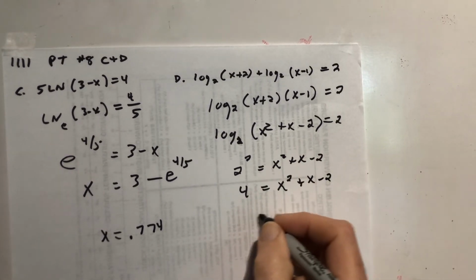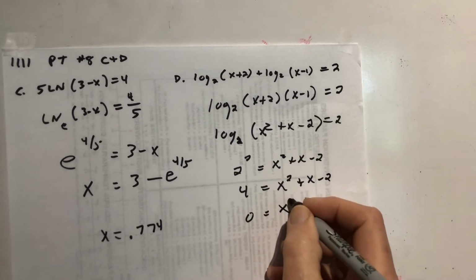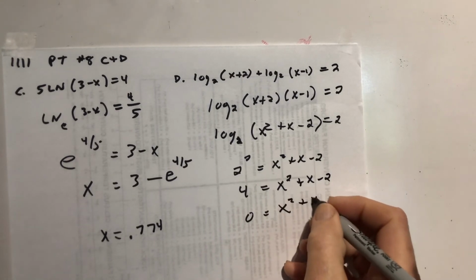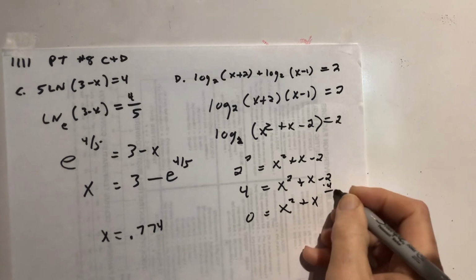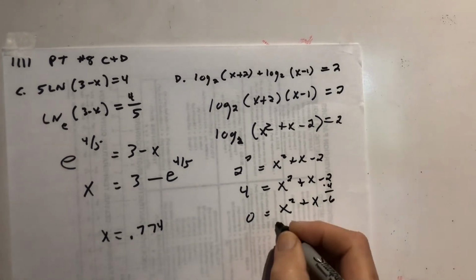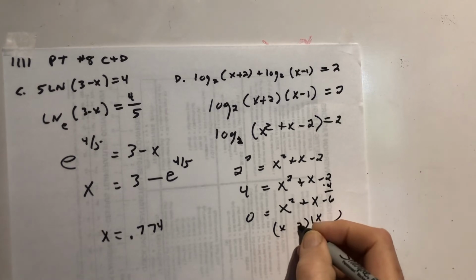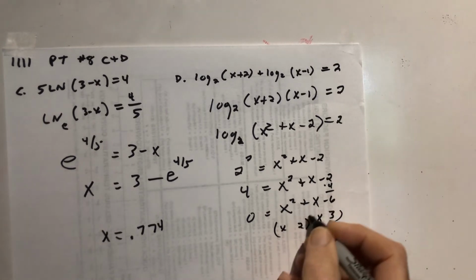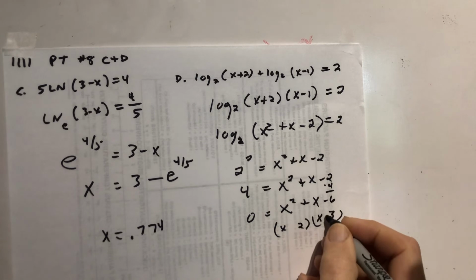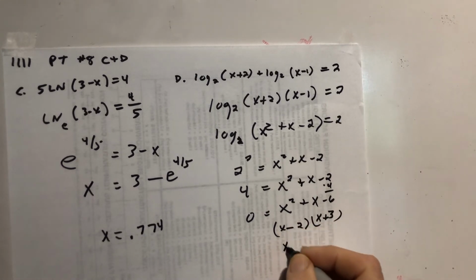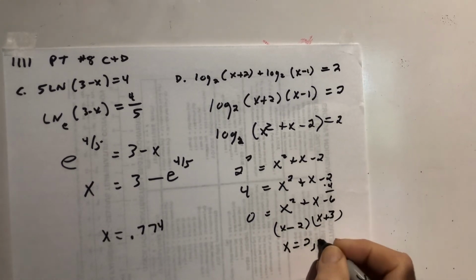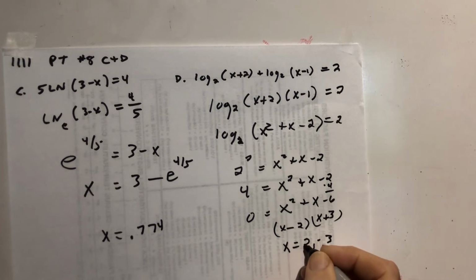Subtract the 4. Minus 4 would be a minus 6. And that's pretty simple. 2 times 3. The signs are different, and the bigger one's positive. And your 2 answers are 2 and negative 3.